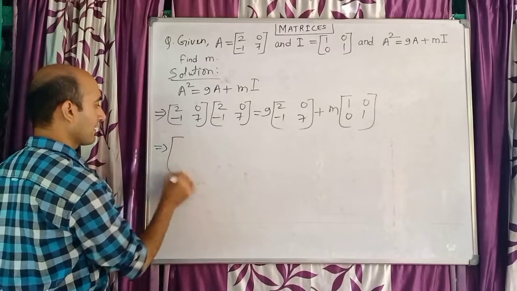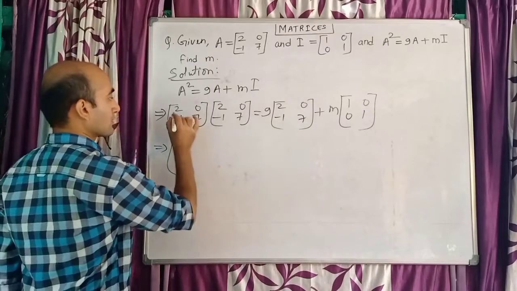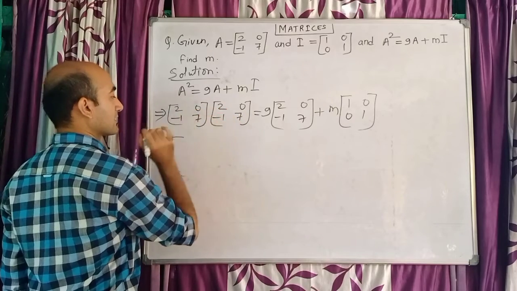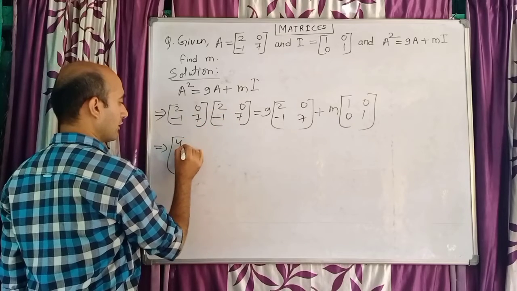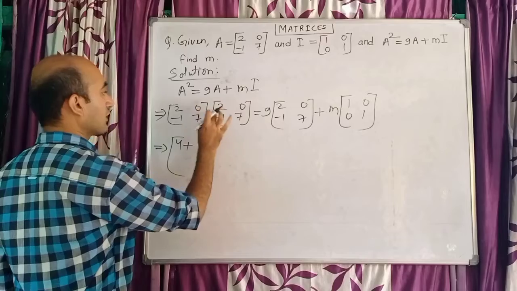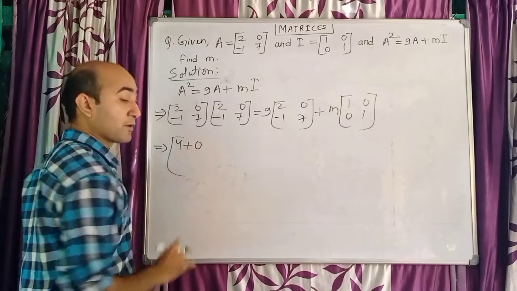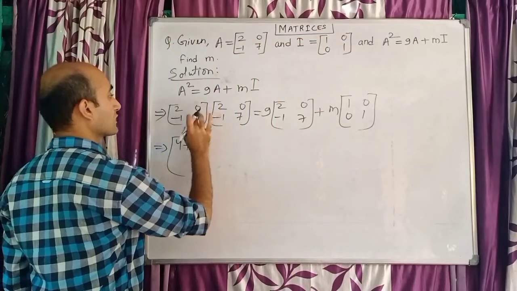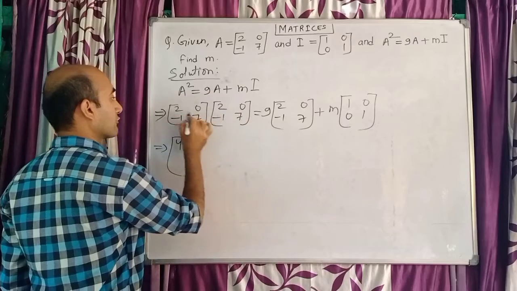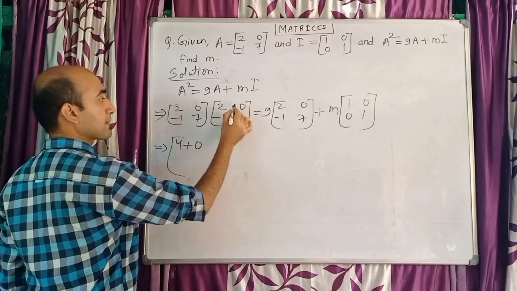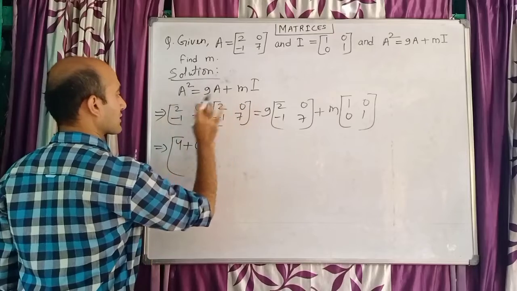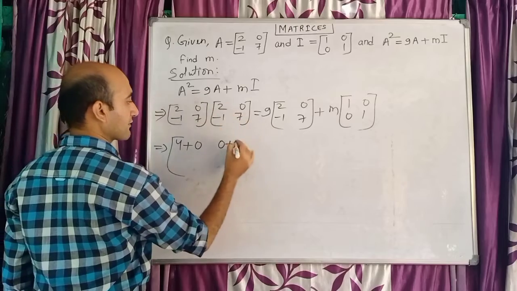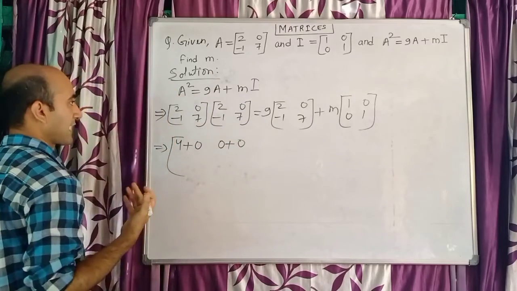Now we will multiply these two matrices. The first row will multiply with the first column, first element with first, second element with second. 2 2's are 4, then comes the plus symbol. 0 into minus 1 is 0, because anything multiplied with 0 is 0. Next, [2, 0] will multiply with [0, 7], because the first row will multiply with the second column. So 2 into 0 is 0, plus 0 into 7 is also 0, because multiplying with 0 is 0.